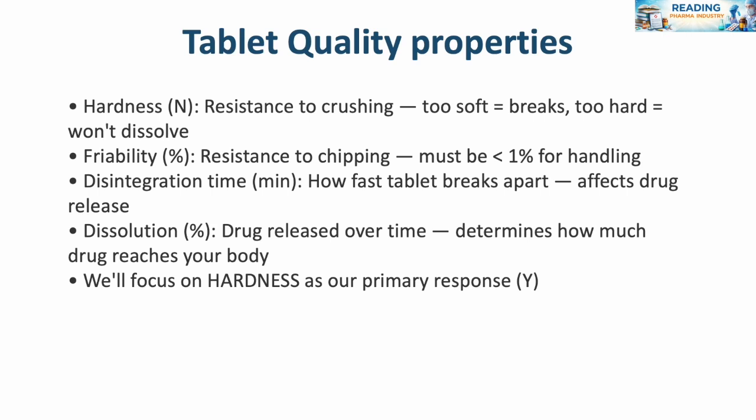The other measure we use is the friability. This is measured as a percentage, and it tells you how resistant the tablet is to chipping and abrasion. So the weight loss must be less than 1%, and this is actually based on the pharmacopoeia, so you need to check that for these values as well.